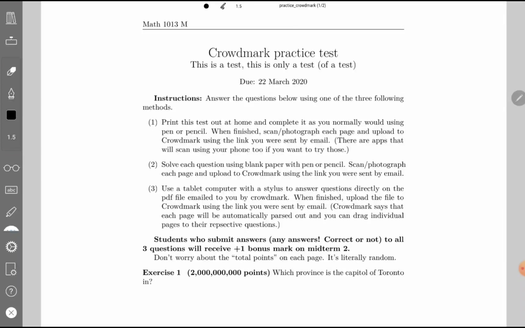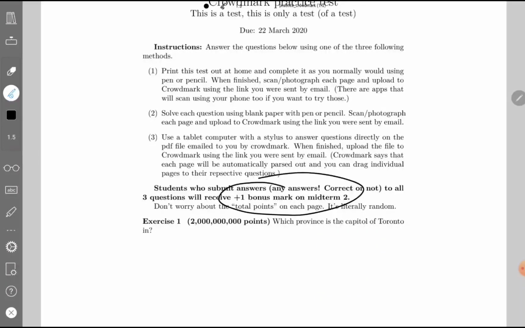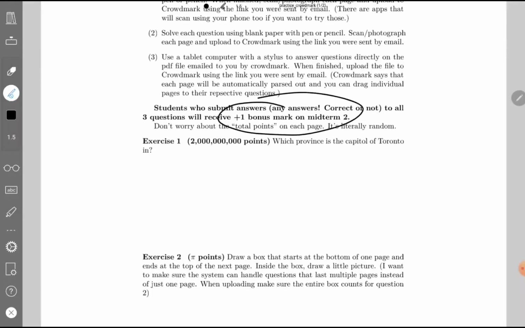As you can notice, you get bonus points if you do this. You get one bonus mark on midterm 2. So you get an extra point just for uploading a file. Do it. It's two seconds. The three questions, don't worry. I don't actually care about the answers.